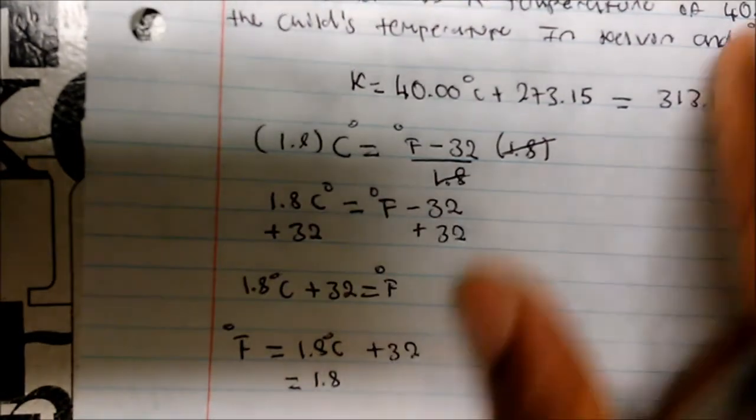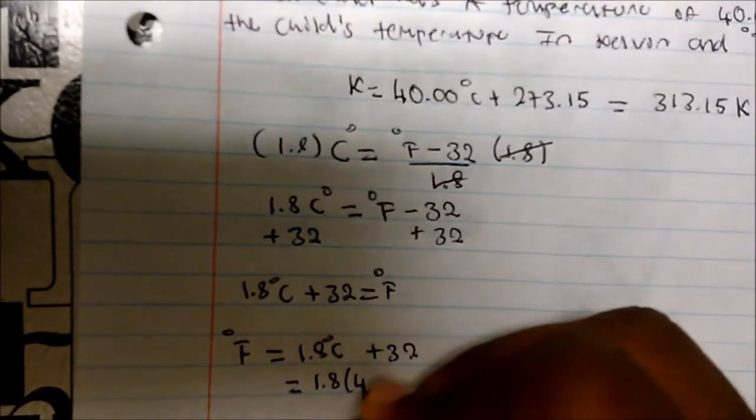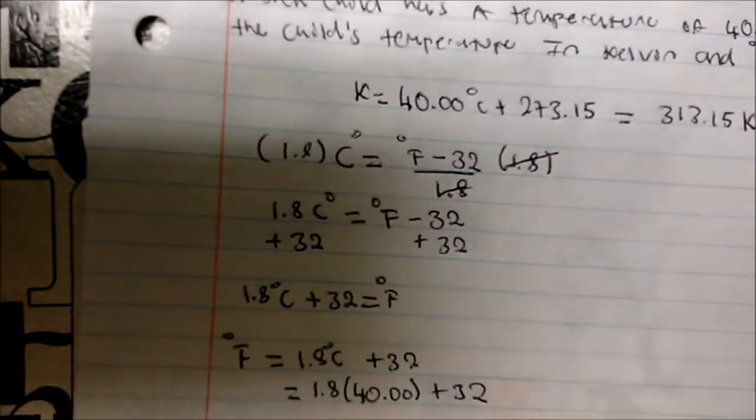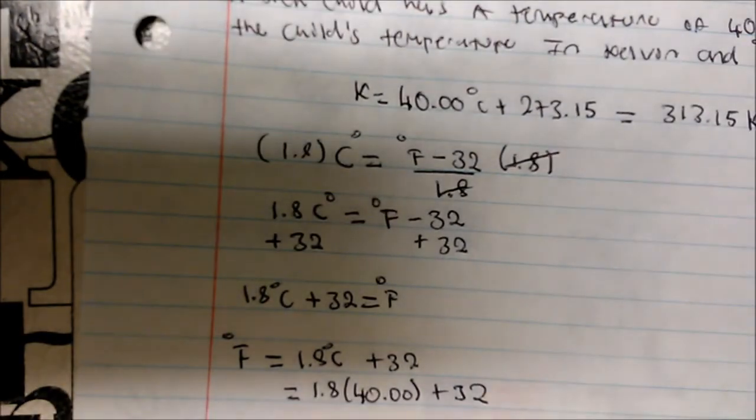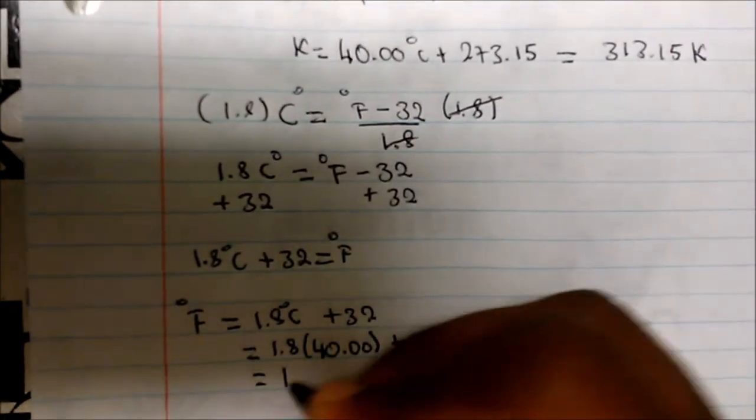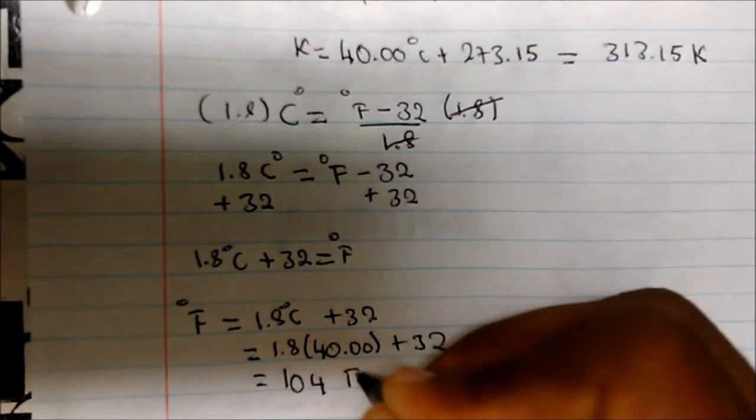And in fact, 1.8 times 40 plus 32, well, let's plug that into our calculator. So if I type 1.8 times 40 plus 32, that will in fact give me 104 degrees Fahrenheit.